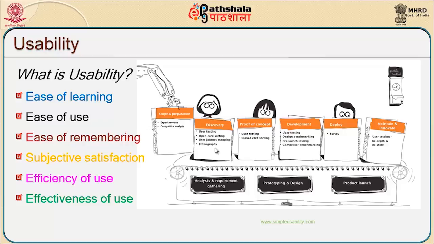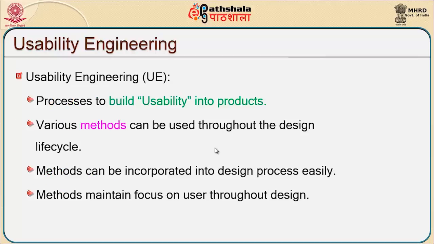So we might have to completely define how the usability of the system should be by way of projecting it as in usability engineering statistics. To talk more about usability, it is studied a lot for the ease of learning, ease of use, ease of remembrance, subjective satisfaction, efficiency of use and effectiveness of use. Moving on to usability engineering, it is a process to build usability into the products that we develop, particularly the software that we are about to develop.